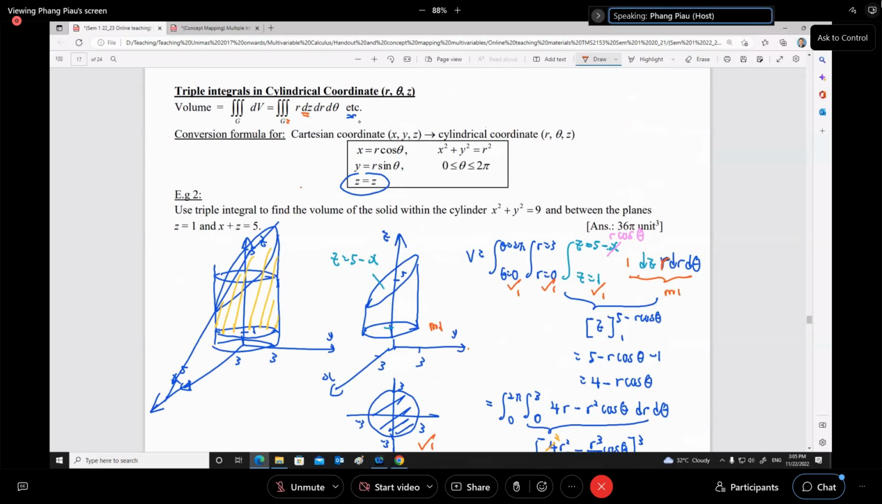Basically, you can choose to project everything to the XY plane, then here you go for dz. You can also go for dy dx if you project to some other plane. If you project to the XZ plane, you choose dy. If you project to the YZ plane, then you have your dx here. So there are three different versions for cylindrical coordinate. But in many cases, we go for the XY plane, and we have the dz here. These two are not common.